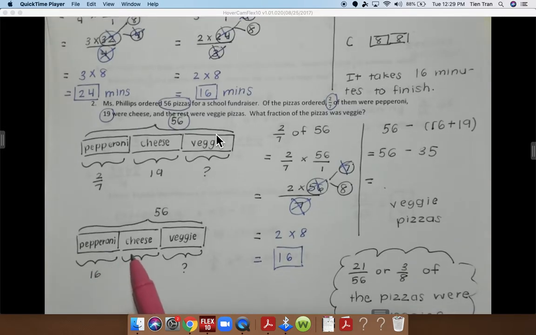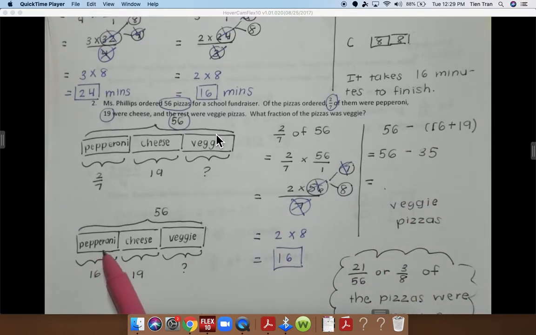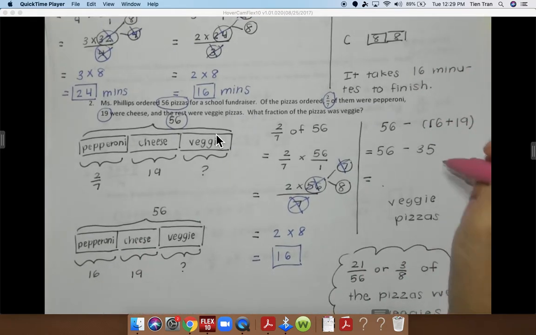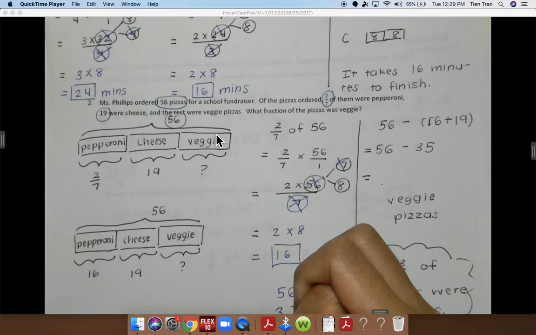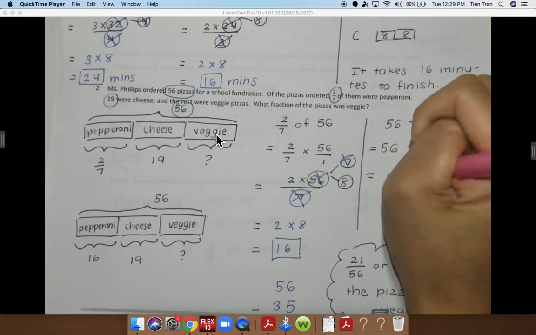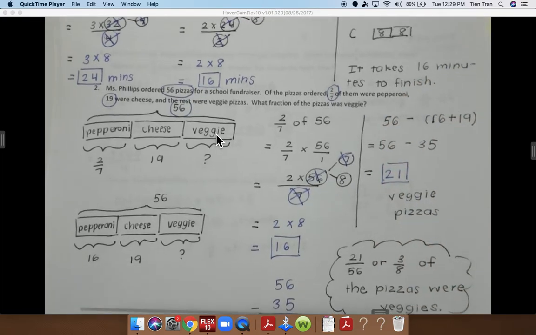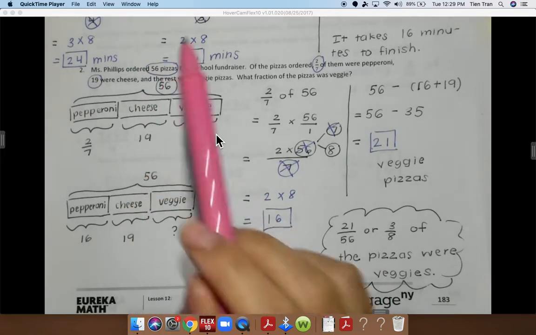Now I need to figure out how much veggie there is. In order to figure that out, I am going to subtract 56 minus 16 plus 19, because I know that there are 16 for pepperoni and 19 for cheese. So 16 plus 19 is equal to 35. And when I subtract 56 minus 35, 6 minus 5 is 1 and 5 minus 3 is 2. So I get 21 veggie pizzas. So what that means is 21/56 or 3/8 of the pizzas were veggies. And why did I put 56 under my fraction? Because that's how many pizzas there were in all.